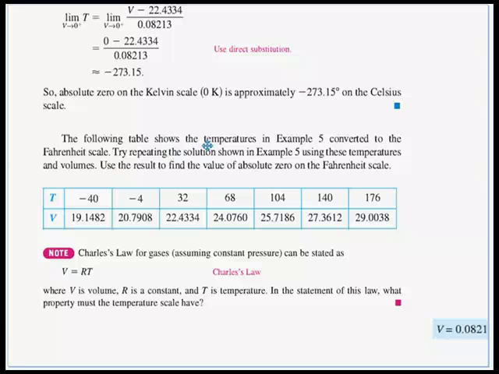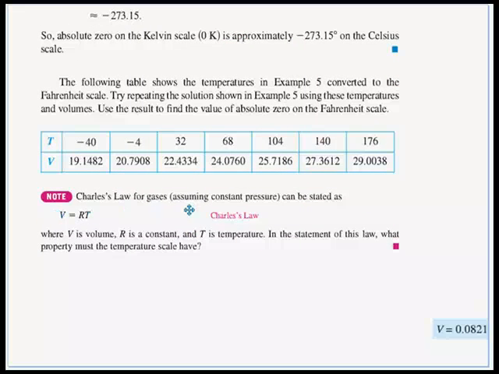The following table shows the temperatures in example 5 converted to Fahrenheit. You can try repeating the solution shown in the example using these temperatures and volumes, and use the results to find absolute zero in Fahrenheit. And note Charles's law for gases, assuming a constant pressure, can be stated as V equals R times T. That's Charles's law, where V is volume, R is the constant, T is the temperature. In the statement of that law, what property must the temperature scale have?